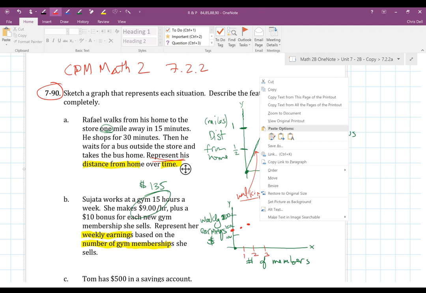So last one here. Tom has $500 in a savings account, right? And for balances under 1,000, the bank does not pay interest. For balances over 1,000, the bank pays 3% annual interest. On the last day of each month, Tom deposits $150. Represent his account balance over time. Okay, here's our graph. So there we have it.